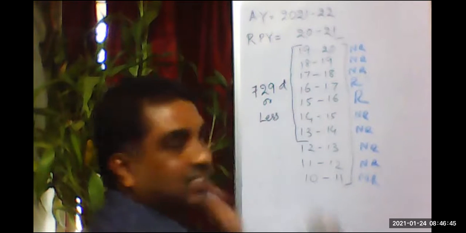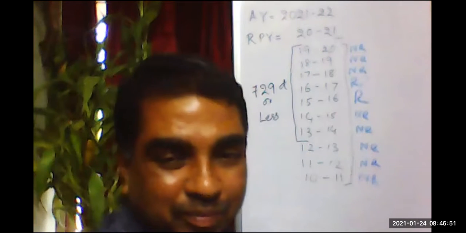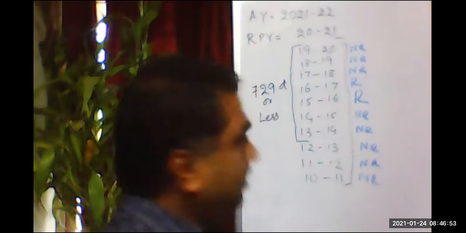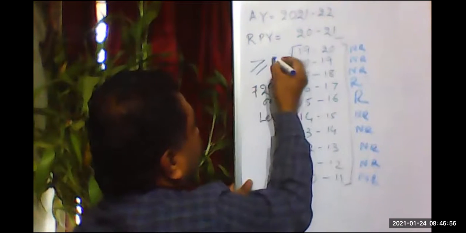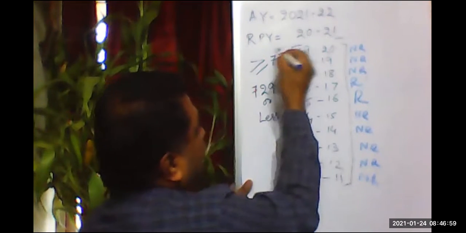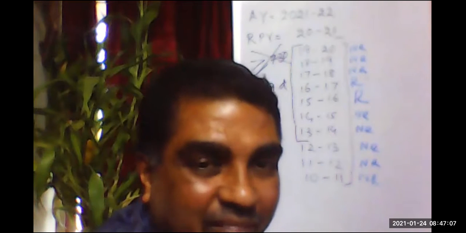Second condition, what we'll do, we have to say these many days, these many previous years. Here you have to say you should have stayed at least how much? 729 days or less. That means the moment he stays 730 days, then second condition is also gone. He should not stay equal to or more than 730 days. The moment he stays, then this not ordinarily resident status will go away.